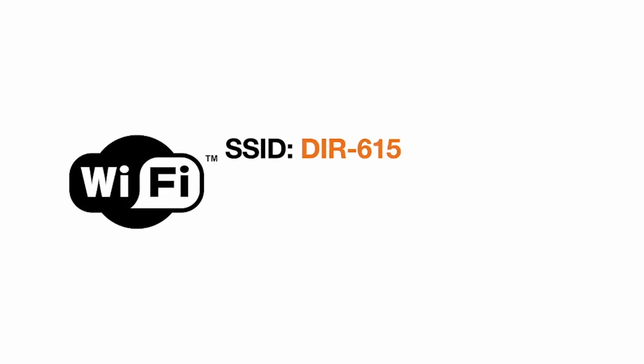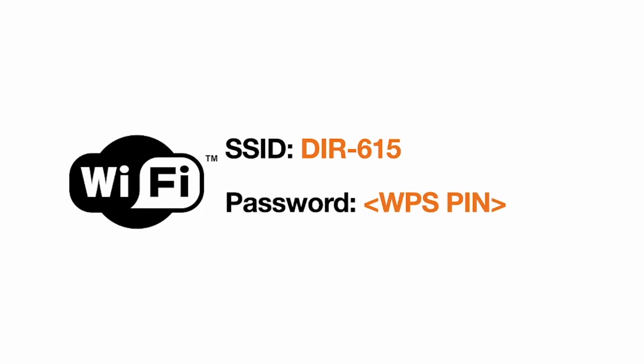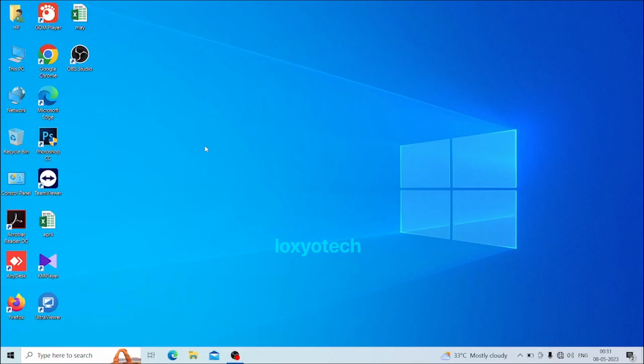If you don't have any LAN port in your laptop, then you can connect using Wi-Fi. Connect to the Wi-Fi SSID named DIR-615, using the WPS pin as the password shown in the sticker on the router device. And after that, do these steps to set the router as a repeater. Here I connect using a LAN cable.